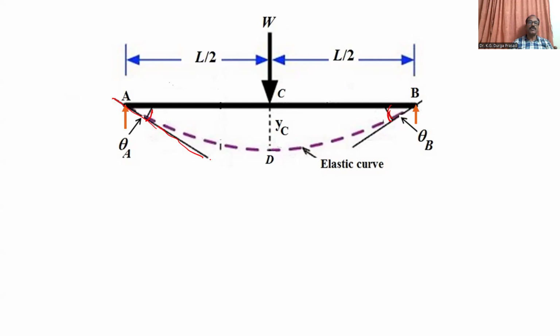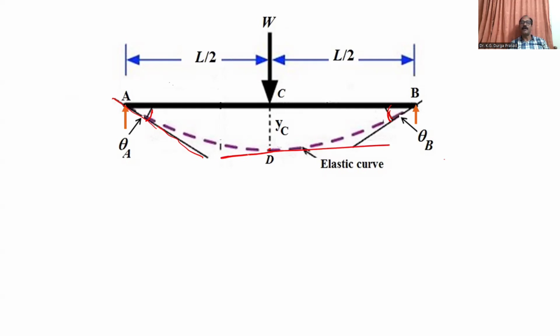At point A, the slope is denoted by theta. Theta is used to represent the slope. At point A, the slope is theta A. At point B, the slope is theta B. Now, another important point. At point D, it is the elastic curve. At point D, what is the slope? So how are we going to obtain the slope? Wherever you want to find the slope on an elastic curve, you have to draw a tangent. If you draw a tangent at the point, what is the angle made?